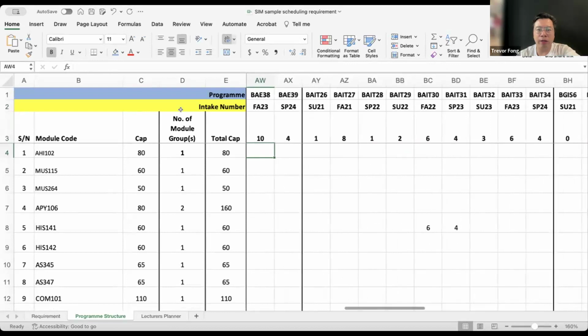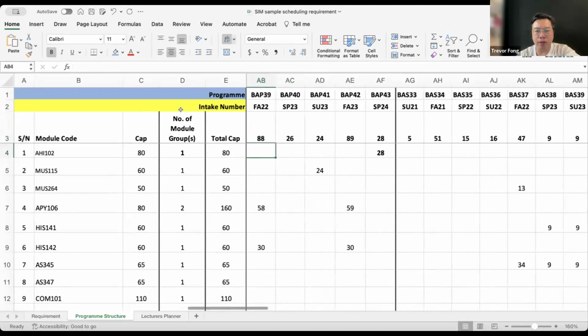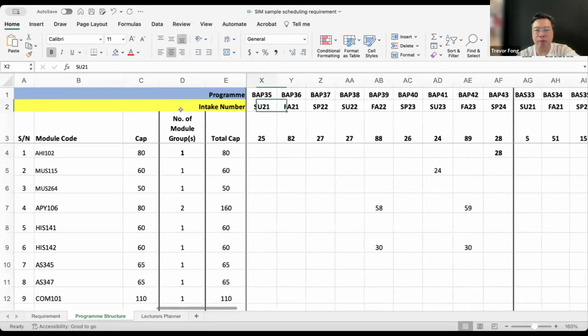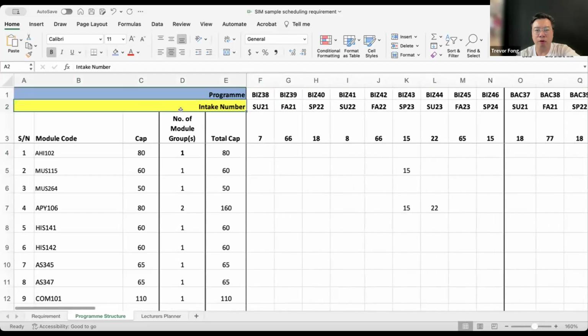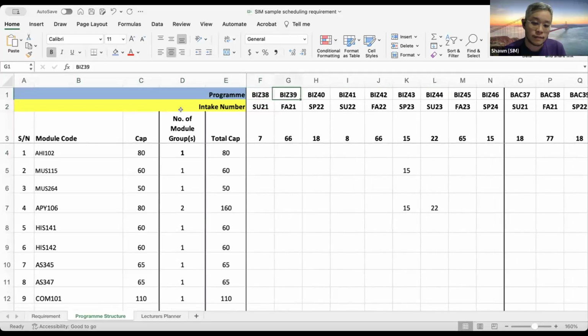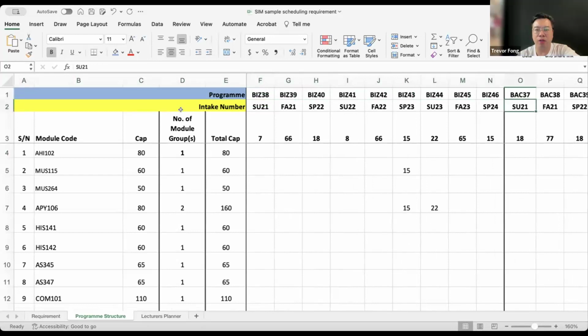Okay, wait, so slow it down. Yeah, so let me clarify a bit. So let's take a bit of time to clarify this. Sure. So you have program, you understand this. Intake number is okay. So like I say, SU21, they have BIZ 38. They also will be taking BAC 37. Is that correct? No, SU21. These two are two different programs already.